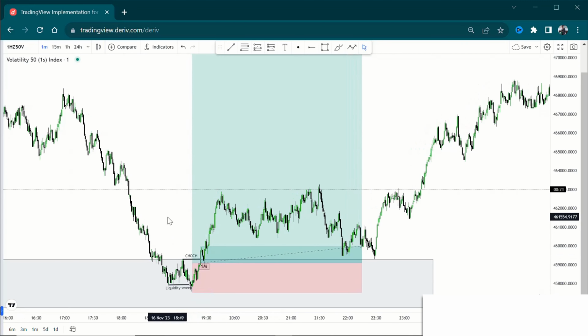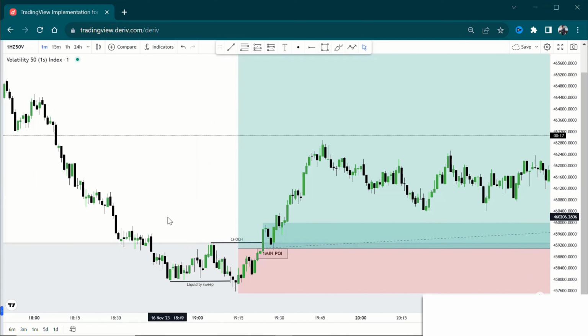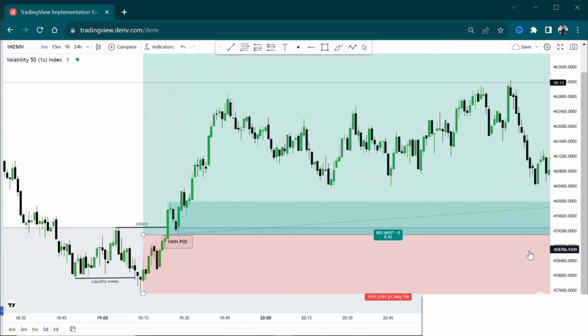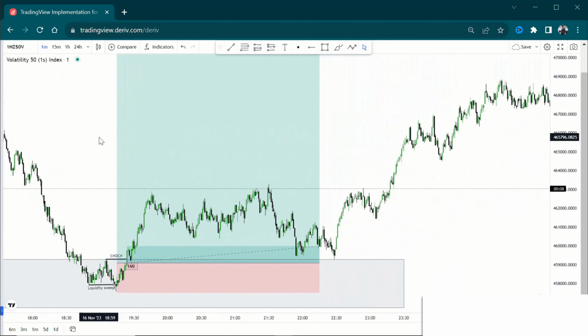Be a mature trader. Okay, be a mature trader. There's no need for you to be taking unnecessary trades. All right, so that is the second trade entry. Okay, this trade is actually still running.